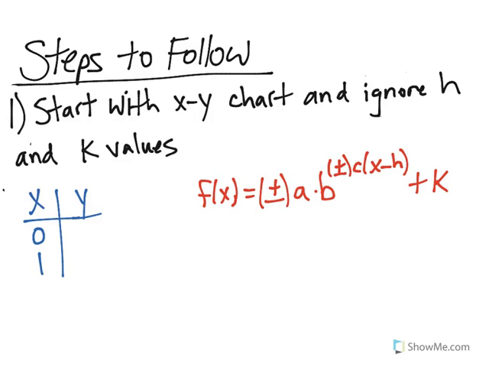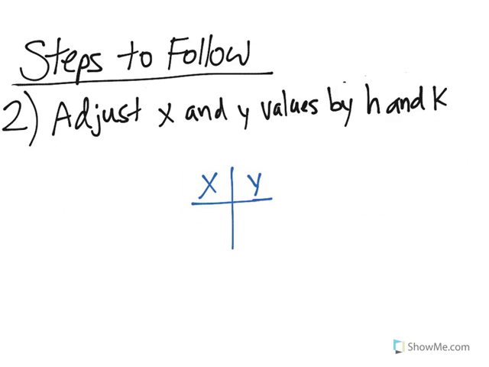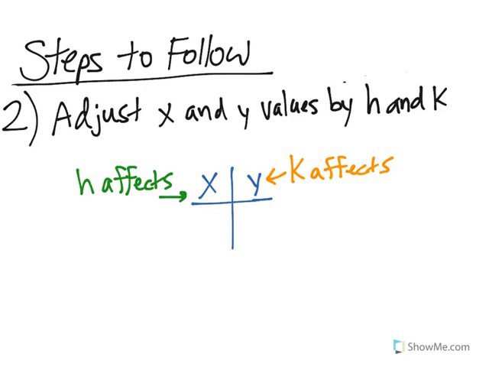So first, let's outline the steps to follow when approaching graphing exponential functions. The first step is to start with our xy chart with x being 0 and 1 and ignore any h and k values. Now this is our general form of an exponential function, so all I'm saying is to ignore this value and this value for right now. Everything else can stay. The next step, after I find my y values with the x values without h and k, I factor in h and k by adjusting the x and y values. So h affects x and k affects the y.